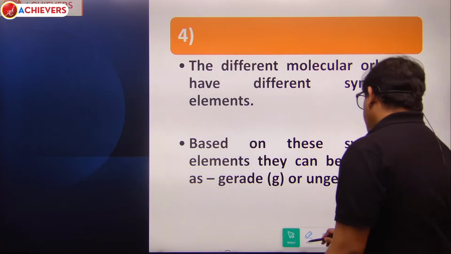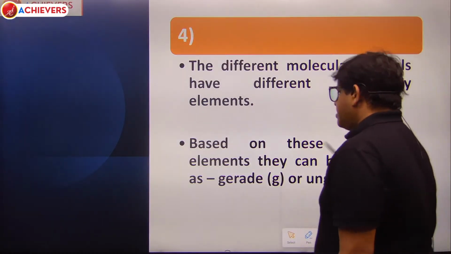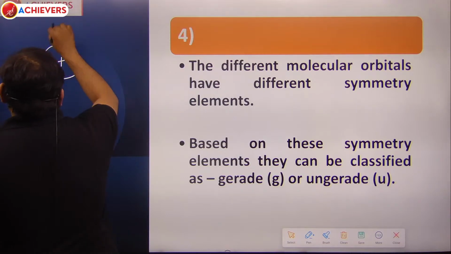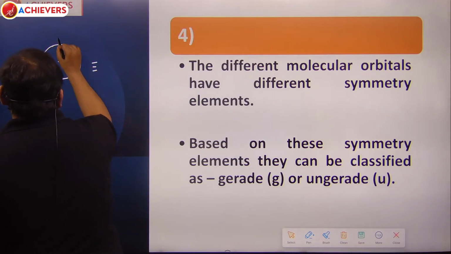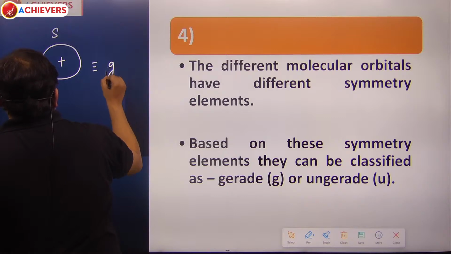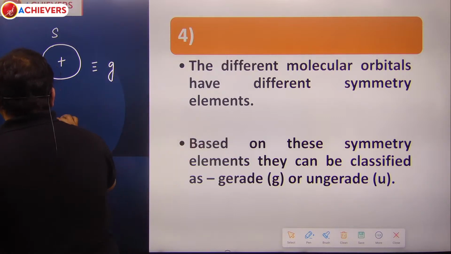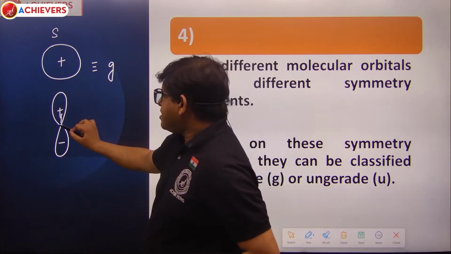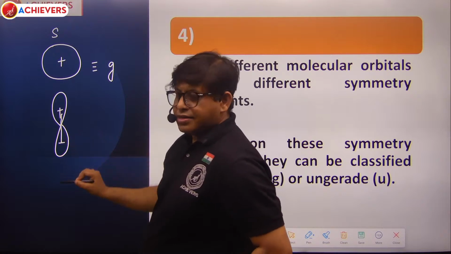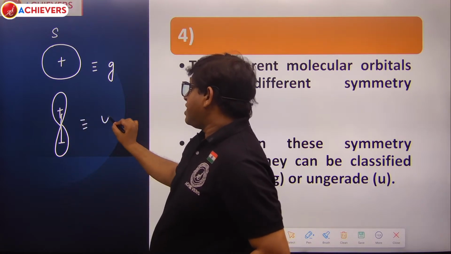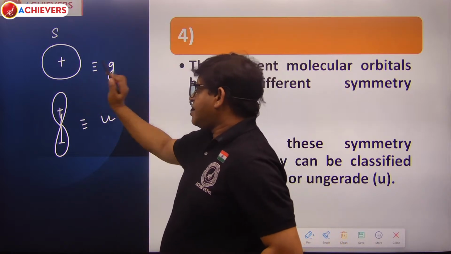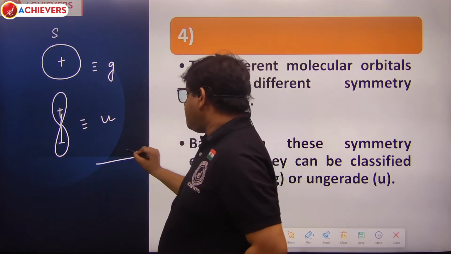Let me take you to some atomic orbitals that we have studied. This is plus and that is plus, so this is the s orbital, and it is gerade because it is symmetrical with respect to sign. Now if this is plus and this is minus, going from the plus through the center you land on the minus, so that is ungerade, not symmetrical with respect to sign.